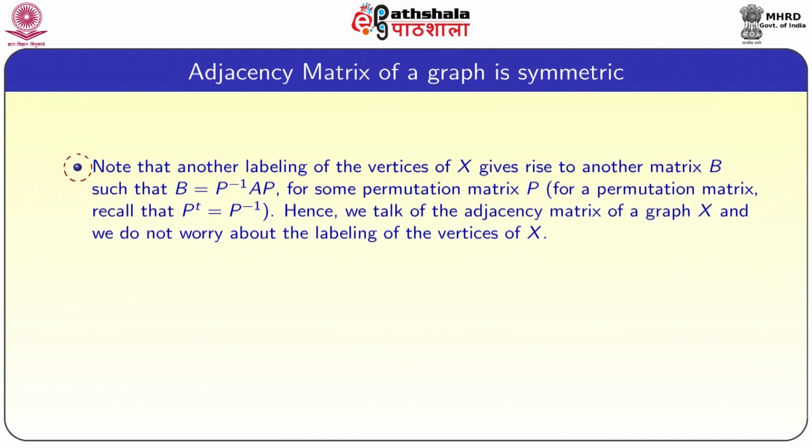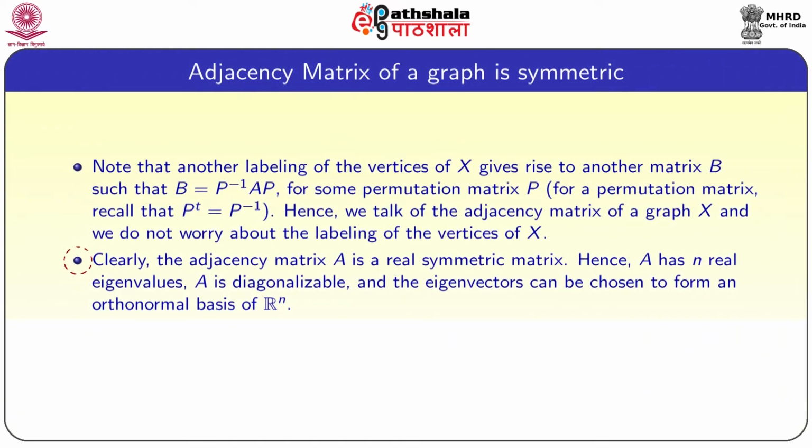Note that another labeling of the vertices of X gives rise to another matrix B, such that B equals P inverse A P for some permutation matrix P. For a permutation matrix, recall that P transpose is equal to P inverse. Hence, we talk of the adjacency matrix of a graph X and we do not worry about the labeling of the vertices of X. If you change the labeling, we will get another matrix that is similar to the original matrix A, so their eigenvalues are going to be the same.